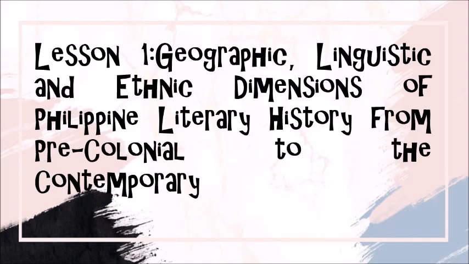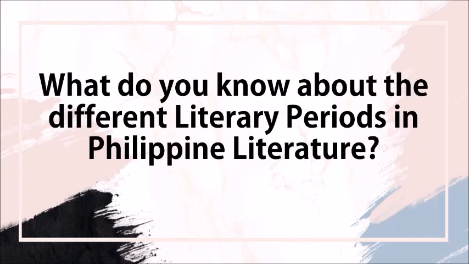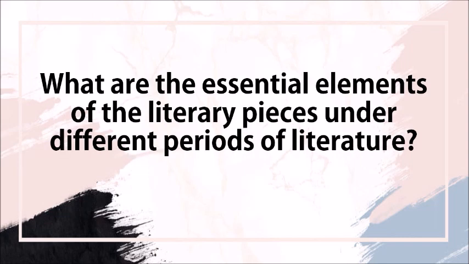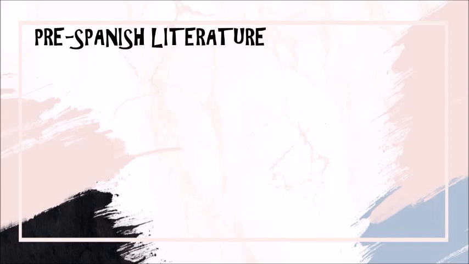Let us now proceed with Lesson 1. Geographic, linguistic, and ethnic dimension of the Philippine literary history from pre-colonial to contemporary. Before we proceed, let me ask you a question. What do you know about the different literary periods in the Philippine literature? Okay, very good. Again, another question is, what are the essential elements of the literary pieces under the different periods of literature? Okay, very good. So let us now proceed with the pre-Spanish literature.